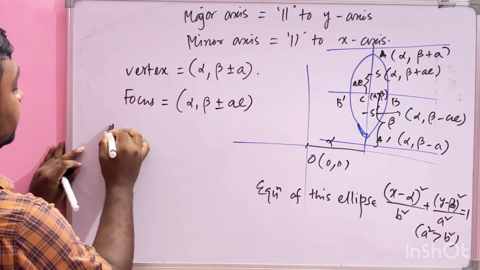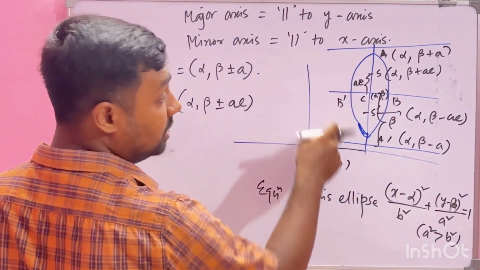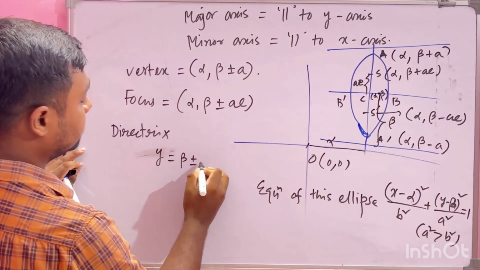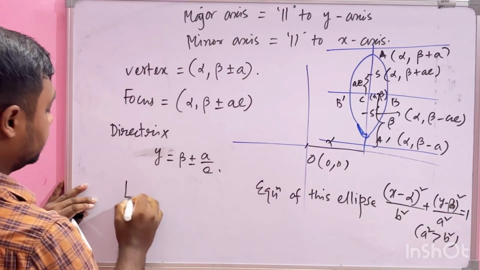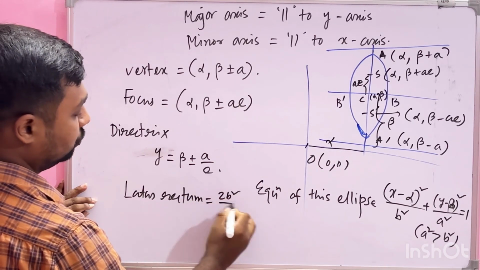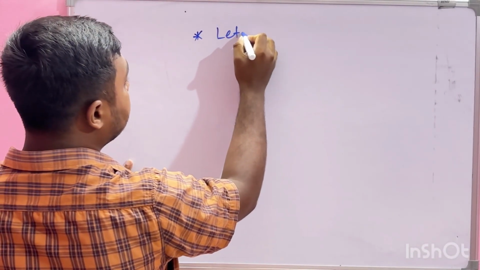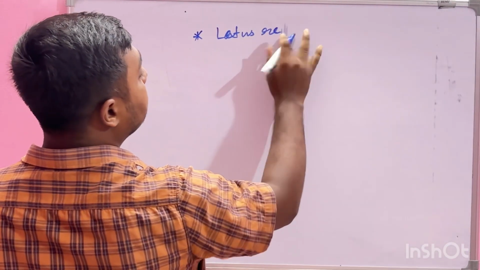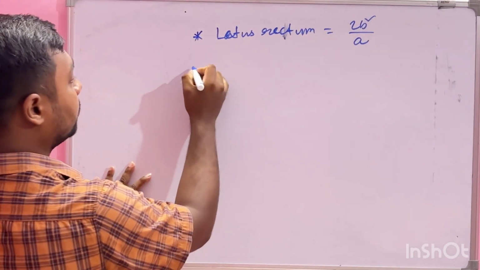Now what will be the directrix? The directrix is parallel to x-axis, so directrix will be y equal to beta plus minus a by e. So as usual, latus rectum is fixed, 2b square by a. Always remember that latus rectum of an ellipse is 2b square by a.